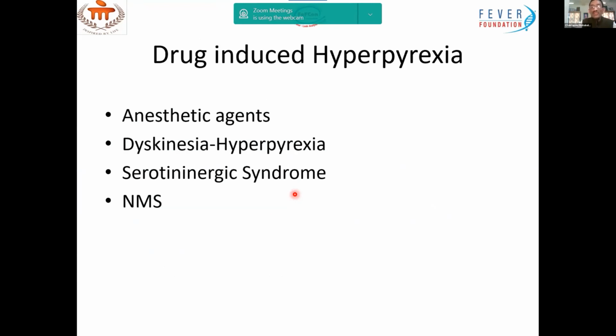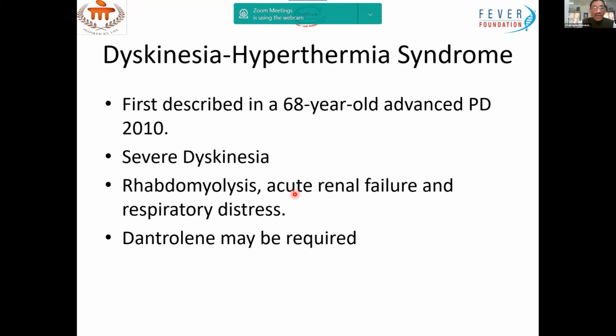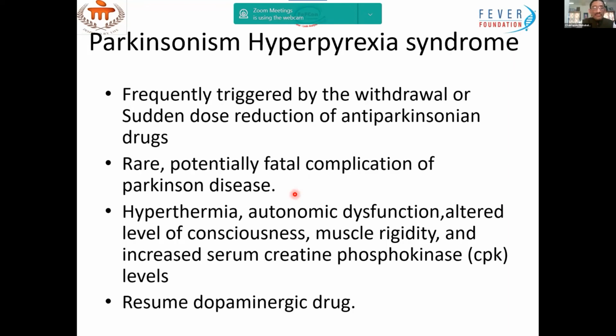Other close mimics of hyperpyrexia are drug-induced causes like anesthetic agents, and interestingly, many of the drugs which are used in extrapyramidal diseases, and more and more case reports are coming towards dyskinesia hyperpyrexia syndrome, Parkinson hyperpyrexia syndrome, serotonergic syndrome, neuroleptic malignant syndrome. All of them are characterized by elevated core temperature beyond the threshold of 106 Fahrenheit, and aggressive treatment is required. Dyskinesia hyperpyrexia syndrome is seen when there is significant amount of dyskinesia and muscle spasm, and that can give rise to hyperpyrexia, can be treated with dantrolene.